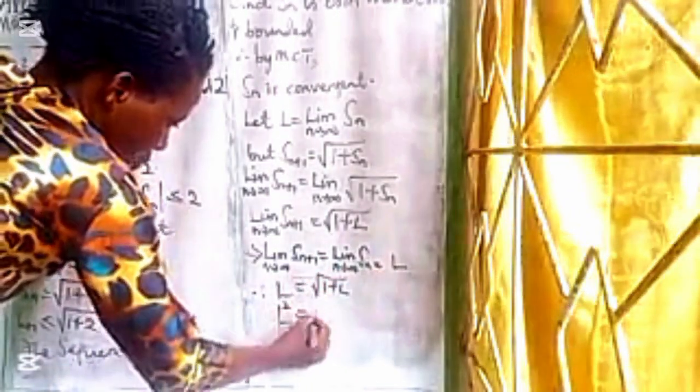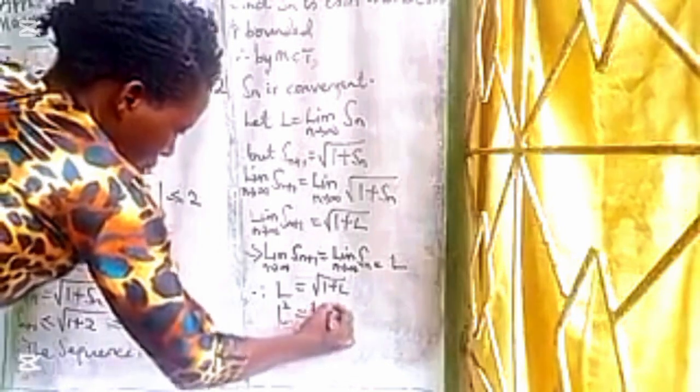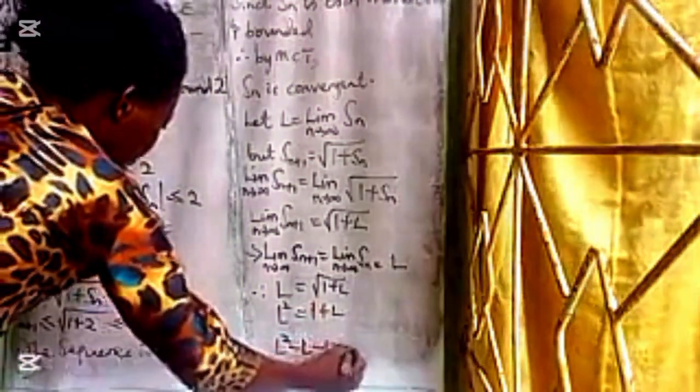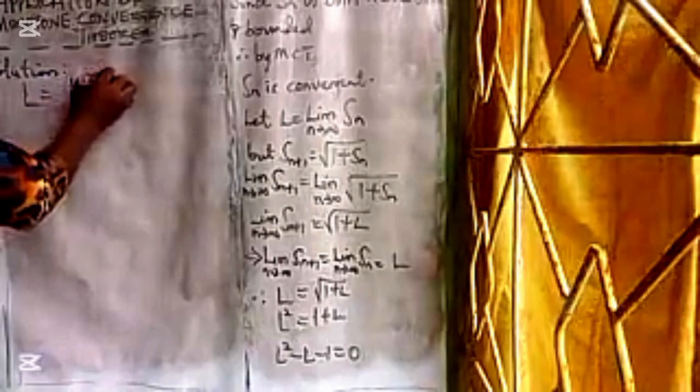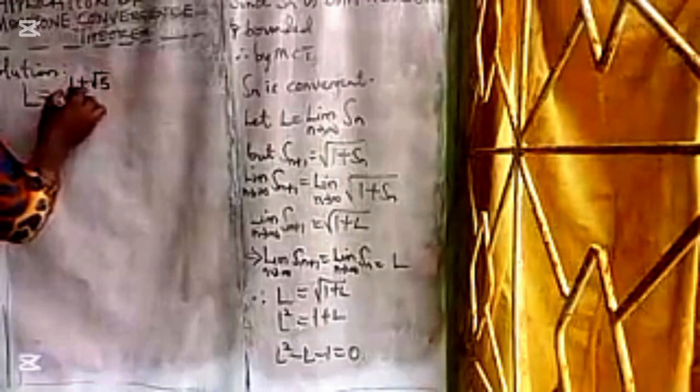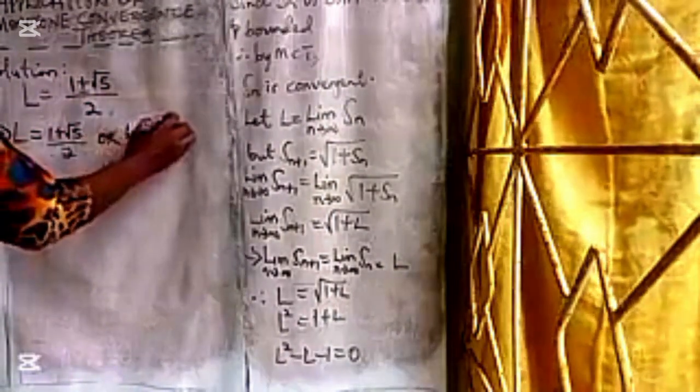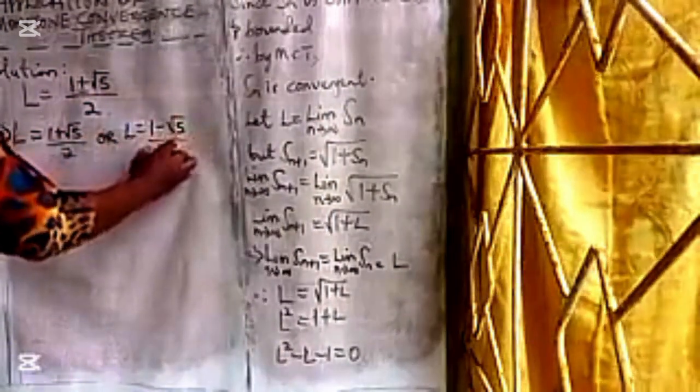That implies that L squared is equal to 1 plus L. So L squared minus L minus 1 is equal to 0. We have L equal to 1 plus or minus square root 5 over 2. That implies that our L is equal to 1 plus root 5 over 2, or L is equal to 1 minus root 5 over 2.